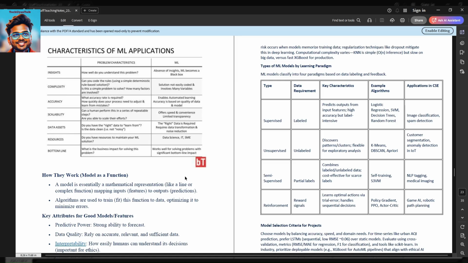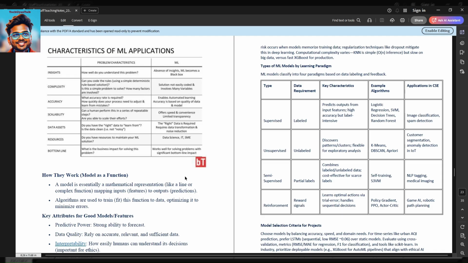Accuracy: what accuracy rate is required? How quickly does your process need to adjust and learn from mistakes? ML enables automated learning. Accuracy is based on the quality of data and model. Scalability: can a human perform this in a series of repeatable steps? Are you able to scale their efforts? ML offers speed and convenience, but limited transparency.